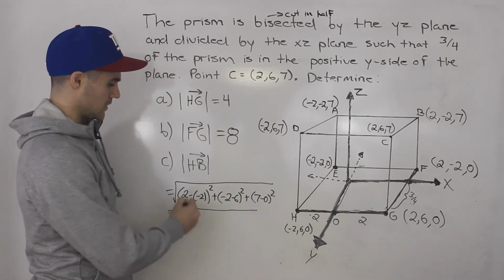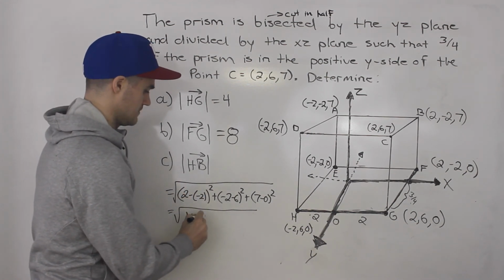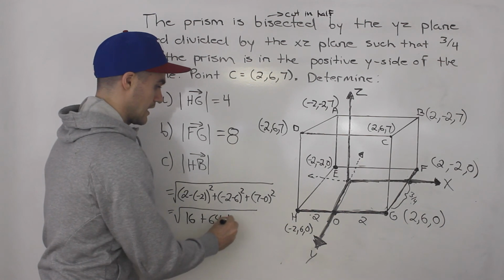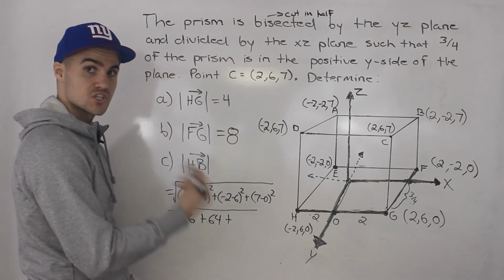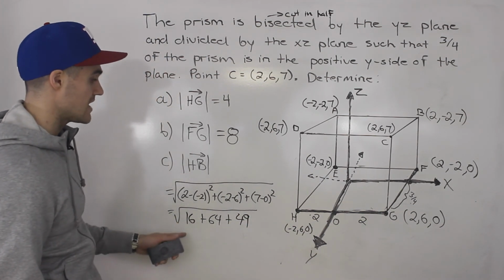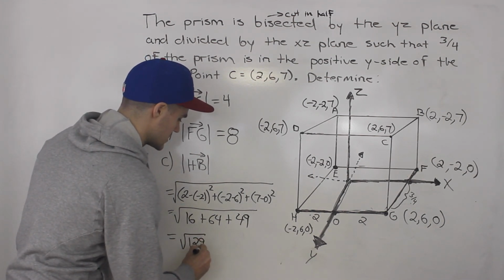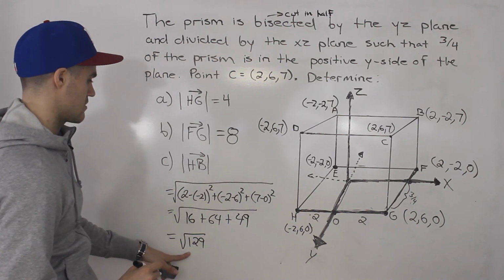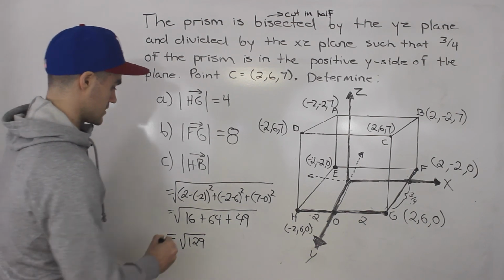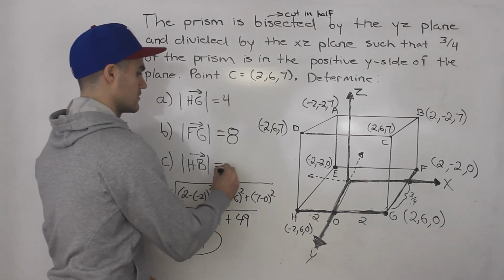So what are we going to have here? Well, 2 minus -2, that's like 2 plus 2, which is 4. 4 squared, 16. Then we've got -2 minus 6, which is -8 squared, that's 64. And then 7 minus 0 is 7 squared is 49. Let me just add up all these. So 16 plus 64, that's 80, plus 49, that's 129. Square root of 129. And I don't think that that simplifies any further, if I'm not mistaken. So that is the final answer there. Root 129 represents the magnitude of HB.